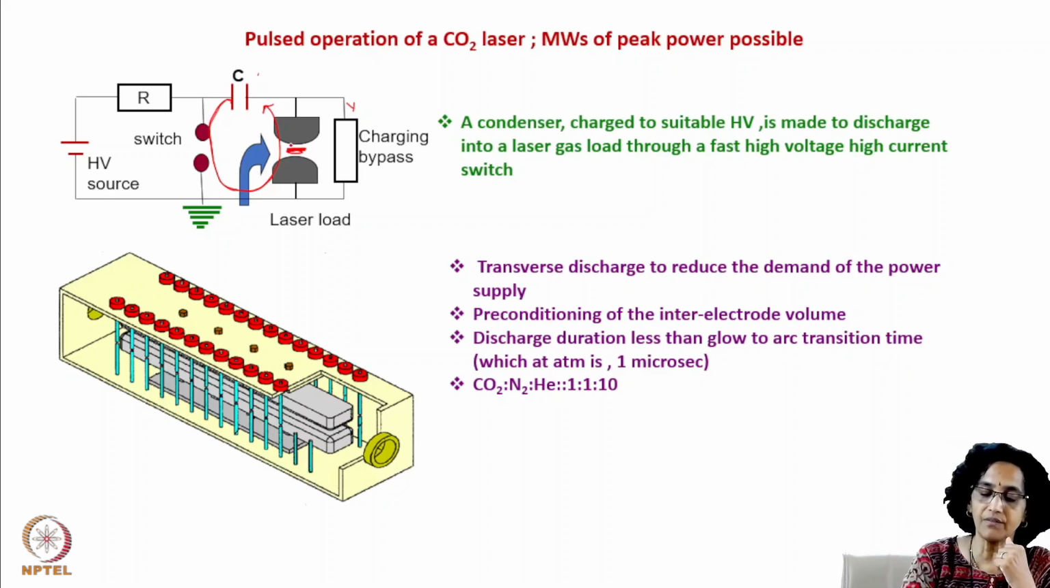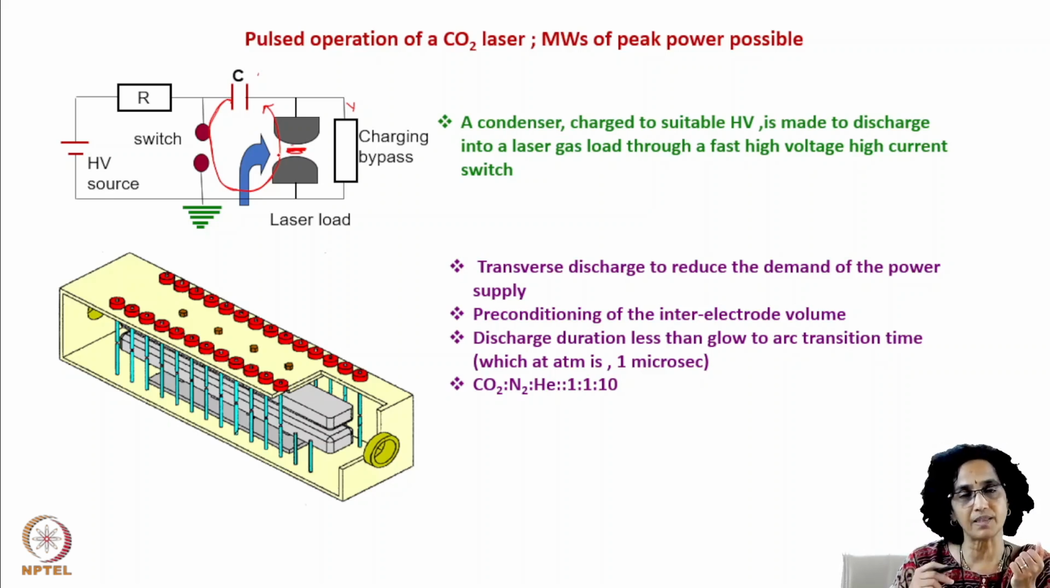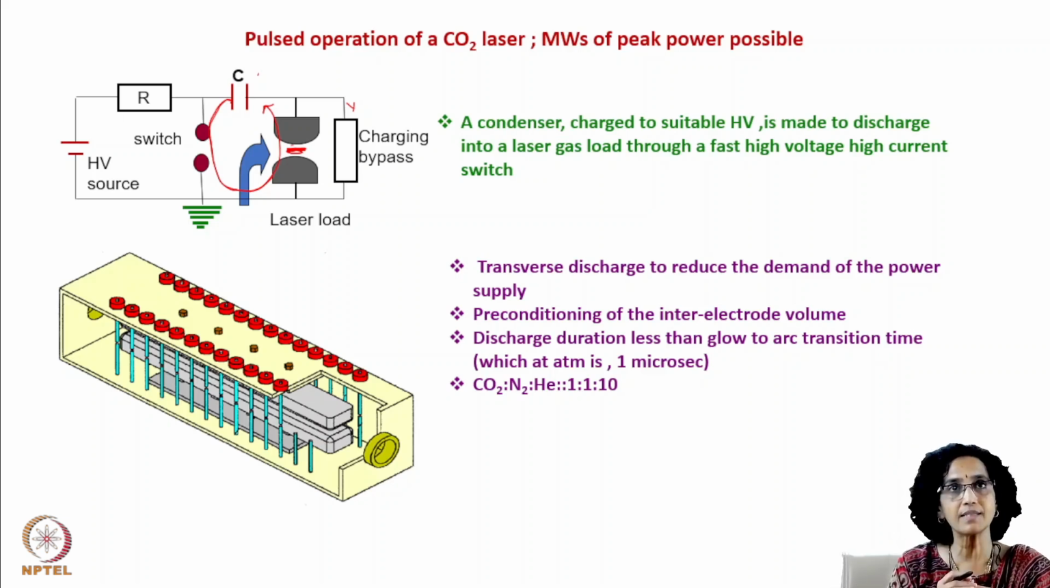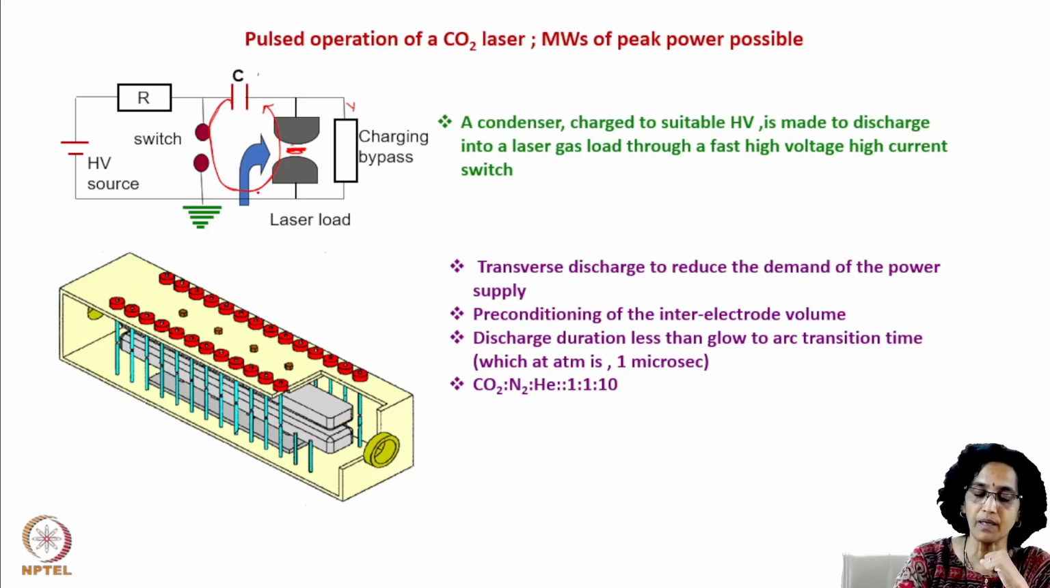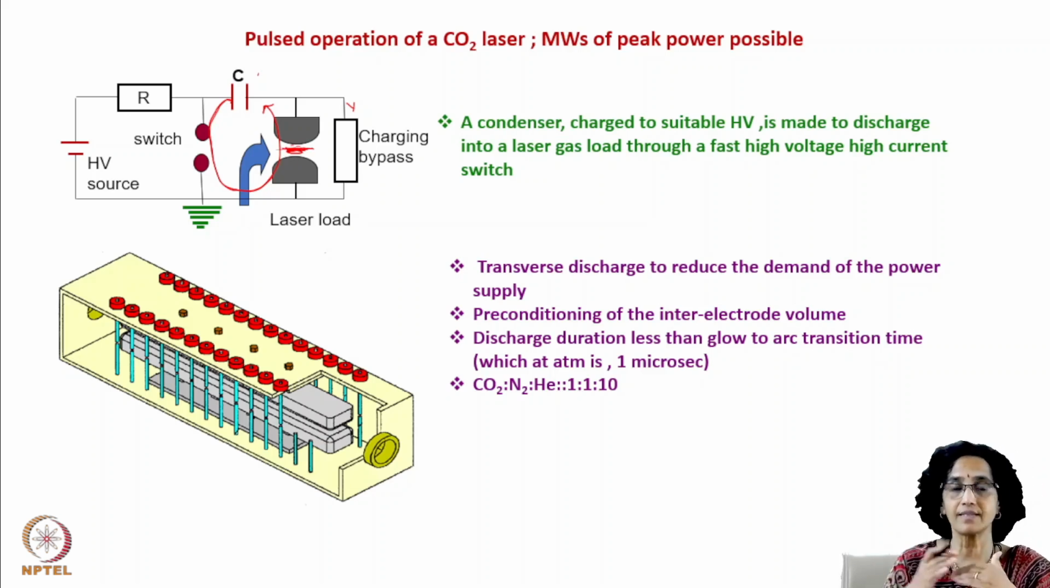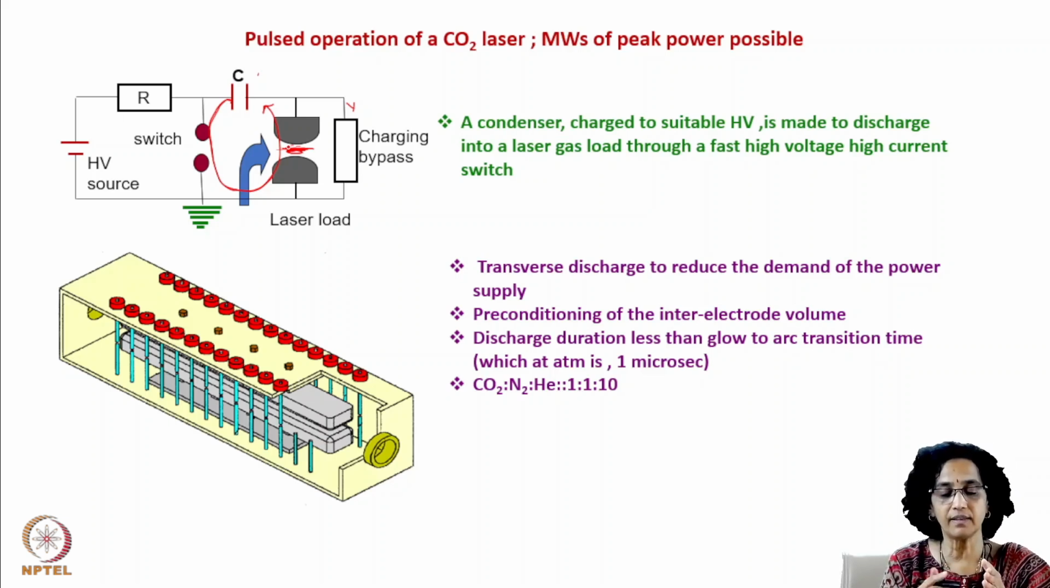When the condenser discharges, you have a current pulse. While in CW it was continuous, now you have a pulsed current, and this current pulse will excite the active species inside, will excite nitrogen, will excite CO2. Nitrogen will transfer its vibrational excitation to the CO2 molecules. You will get inversion. The advantage here is that you have taken the laser to high pressure, maybe atmospheric pressure or even higher, and therefore your active species density is much higher.